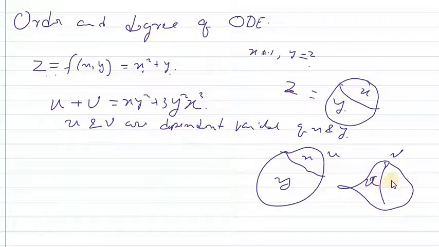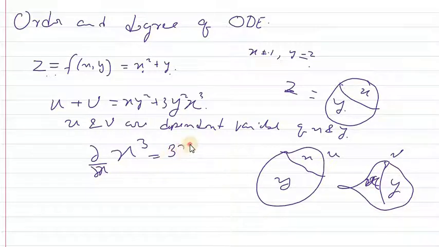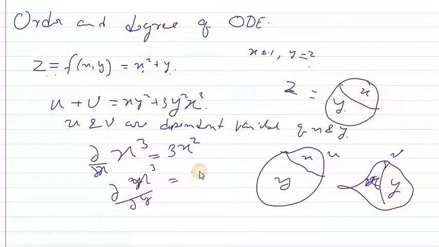Here it will be x and this y. Okay, so like this. Why I'm saying this is that whenever you have x cube and you differentiate x cube with respect to x, what do you get? Differentiating with respect to x, you get 3x squared. Now if you differentiate this same x cube with respect to y, you get 0.